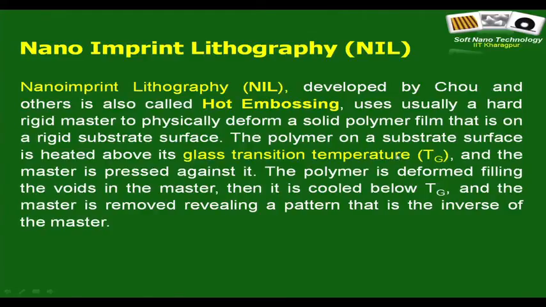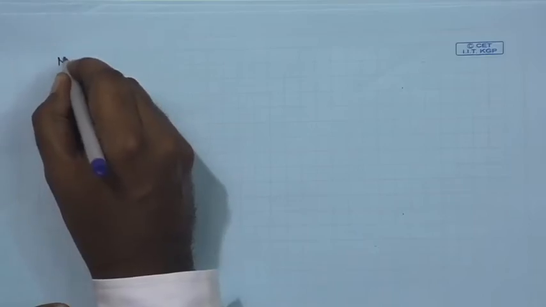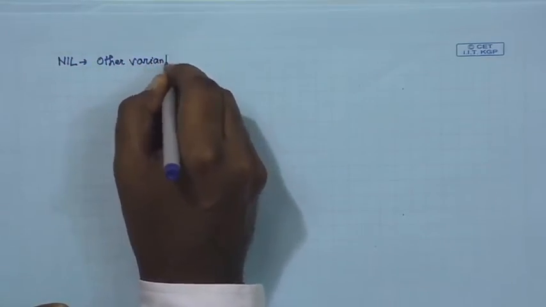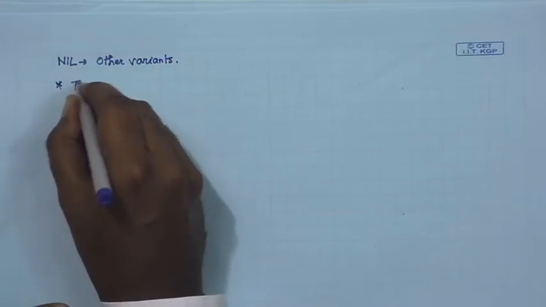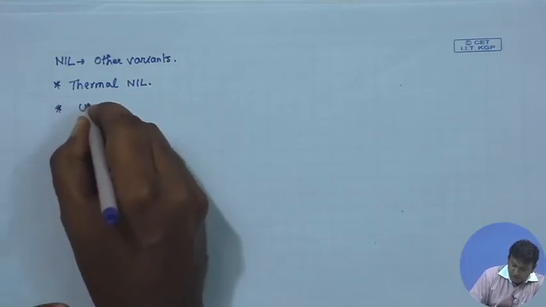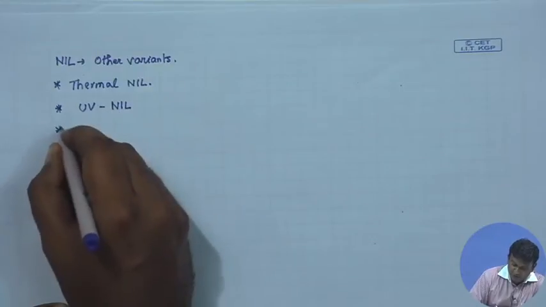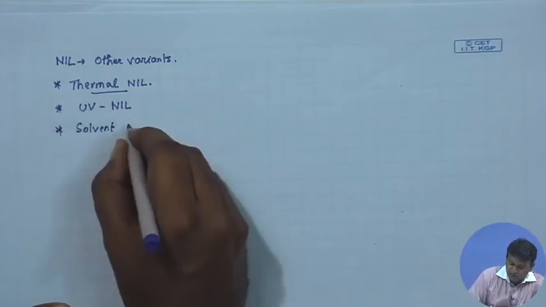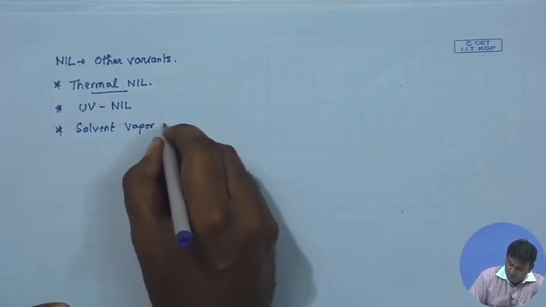So, it takes advantage of this. This is nano imprint lithography in the most common form, the classical form, the thermal NIL as it is called, because you use temperature to heat up the film beyond its Tg. There are other variants of NIL. So, what we discussed, the most classical one is the thermal NIL. You can also have a UV NIL, and each one has its own advantages. I will not spend too much time on this, because thermal NIL is the most popular one. Solvent vapor or SV NIL.